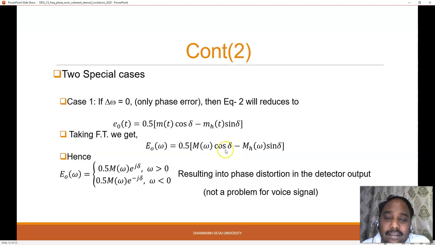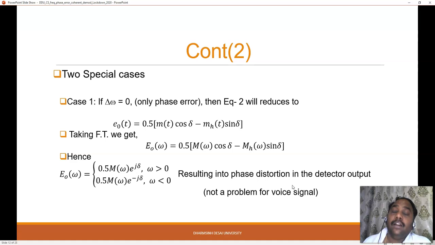I think there is something wrong. The 2 has to be there, so 2 multiplies, so this will vanish. So m of omega e raised to j delta, m of omega e raised to minus j delta. So what it means is that for omega greater than 0, there is a phase error. So delta phase distortion will result in phase error, and all the frequency components will be distorted by a phase of delta, resulting in phase distortion in the detector output.